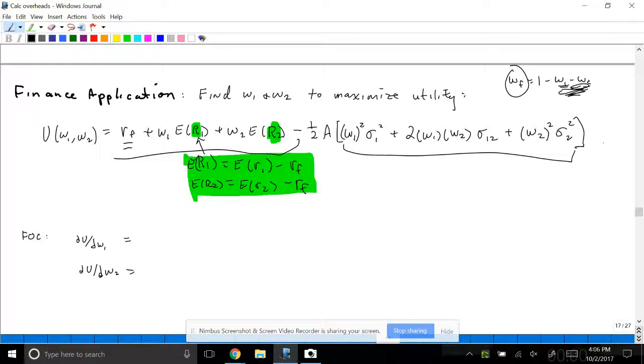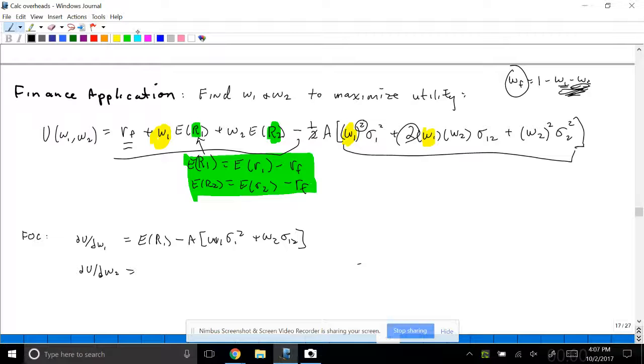So we're trying to maximize our utility by finding the values of W1, the optimal weight in asset 1 and asset 2. All right, so let's see where we have our W1s. So what we can do, take the derivative with respect to W1. So we get our risk premium of asset 1 minus A times, the 2 crosses out with a half, W1 times the variance of asset 1, plus W2, the covariance between 1 and 2.